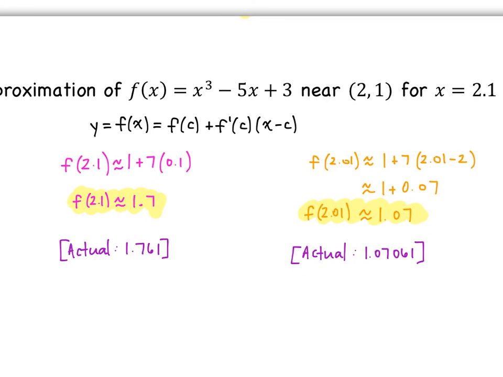Okay, so hopefully you got what I got. The only thing that changed was our delta x, which was now 0.01, and you get 1.01 for the approximation of f of 2.01. The actual value is this here, so you can see, again, we're pretty darn close.